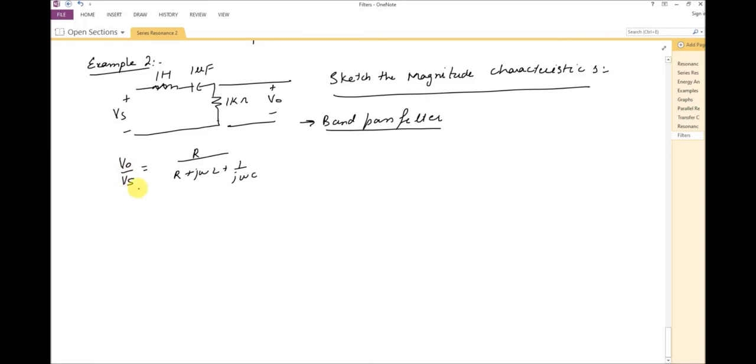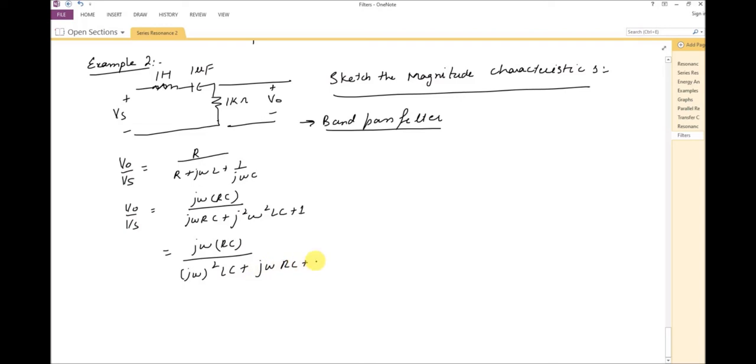So V0 over Vs is equal to R over R plus j omega L plus 1 over j omega C, and after simplifying, V0 over Vs will become j omega RC over j omega RC plus j square omega square LC plus 1. Further simplifying, j omega RC over j square omega square LC plus j omega RC plus 1.